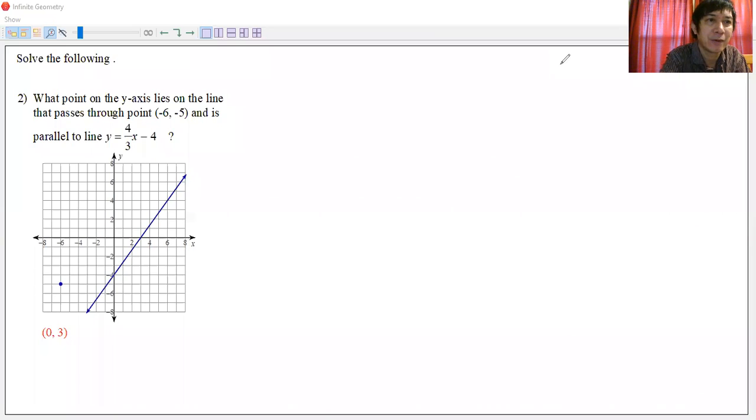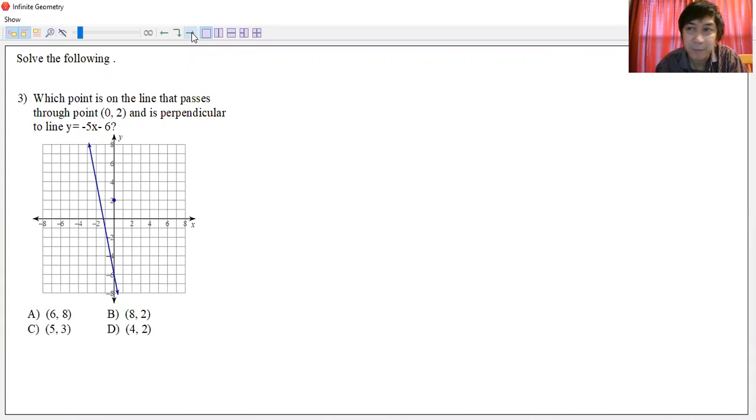Okay, here's the third. Which point is on the line that passes through (0, 2) and is perpendicular to the line y is equal to negative 5x minus 6? Which point is on the line that passes through (0, 2) and is perpendicular to the line y equals negative 5x minus 6? All right, so we can get here the slope, okay? Our slope is negative 5, okay? It's negative 5 from the equation.